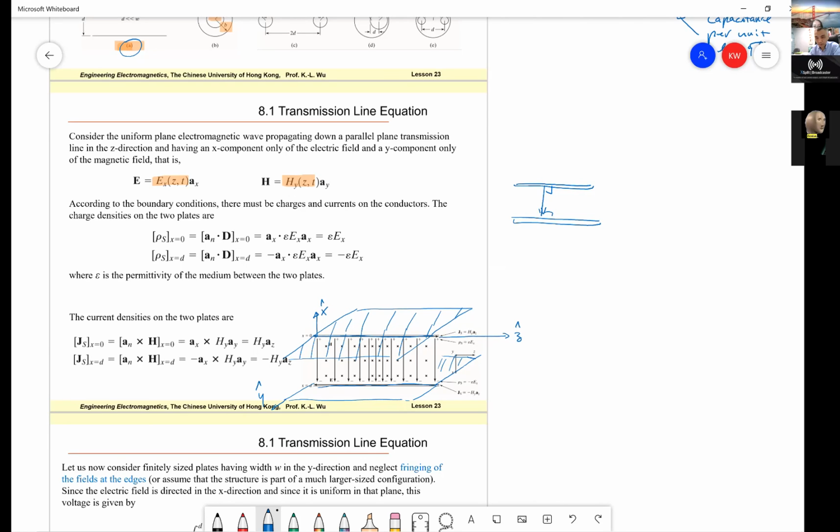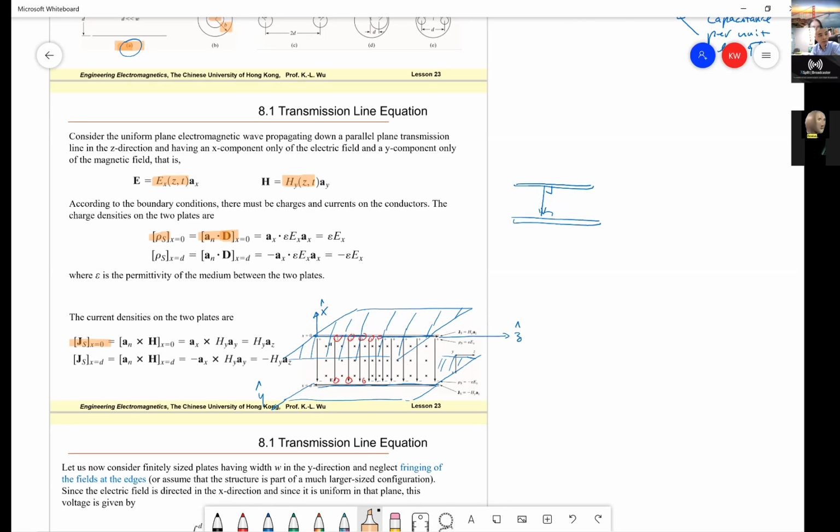And also, we know the charge distribution. If you have a vertical, normal component of the electrical field, it is equal to the charge density. That means on the conducting plates, we have positive charge on one side and negative charge on the other side. So this is how we obtain the charge. We can also obtain the current.